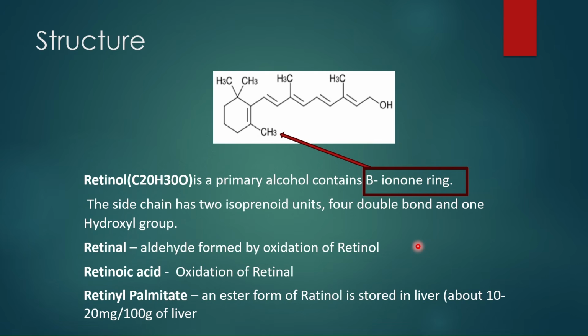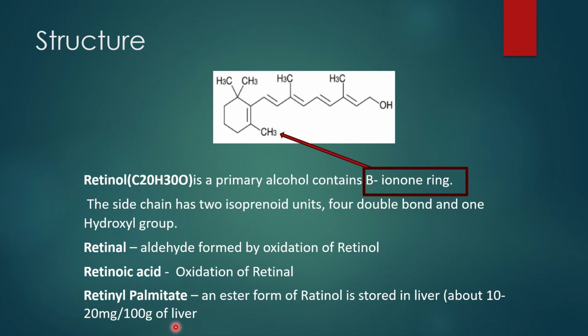Retinol contains 20 carbon atoms, 30 hydrogen atoms, and an oxygen atom. It has a primary alcohol containing beta-ionone ring. The side chain has 2 isoprene units, 4 double bonds, and 1 hydroxyl group, as you can see in this figure. Retinal is aldehyde formed by oxidation of retinol. Retinoic acid is also formed by oxidation of retinol. Retinyl palmitate is an ester form of retinol that is stored in our liver. 100 grams of our liver contains about 10 to 20 microgram of retinyl palmitate.